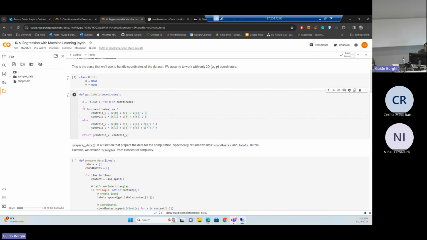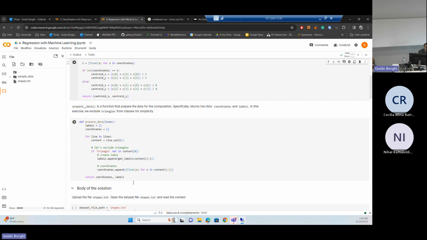While if we have 8 coordinates, this is the other case, we don't have only 6 coordinates but 8 different coordinates. The centroid in x and y is computed using the same approach, divided by 4. Finally, we return the x and y coordinates of the centroid. So we can run this method.